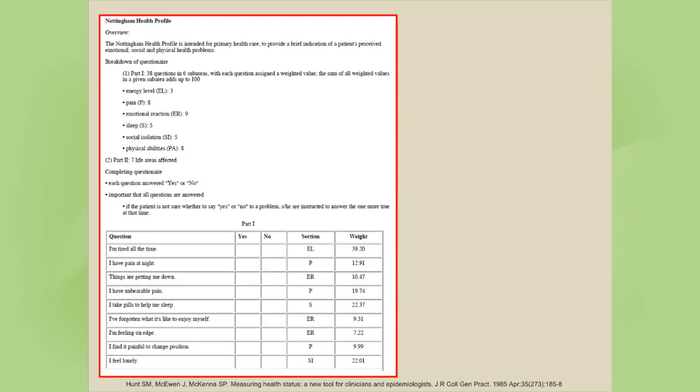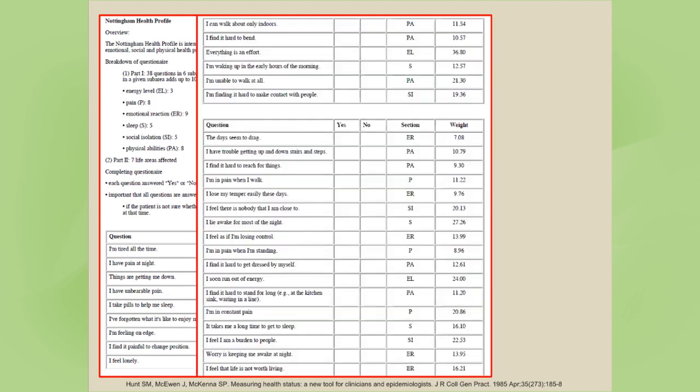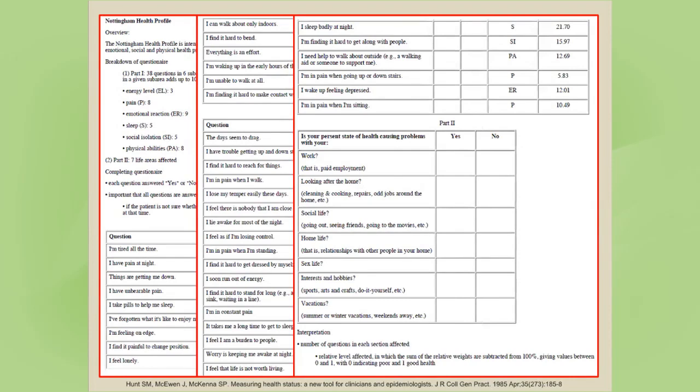And this is the Nottingham Health Profile, and you'll notice they're all yes or no questions, and each question has a particular section that it subscribes to, and then there's a weighted score for each of these questions. And part 2 is the 7 set of questions that is optional.